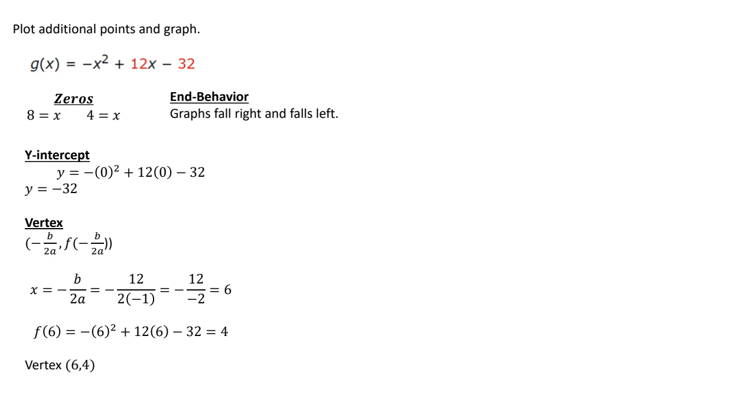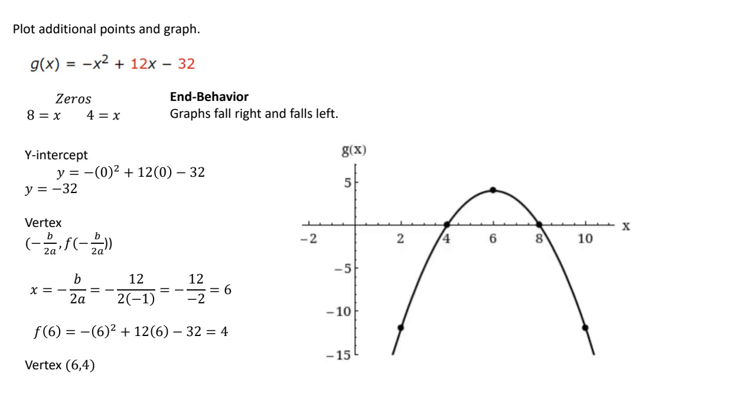Now we can take all that information and plot the numbers so that we can get our graph. Here are our zeros, our vertex, and then our y-intercept is going to be way down here. And so this would be the graph for this function.